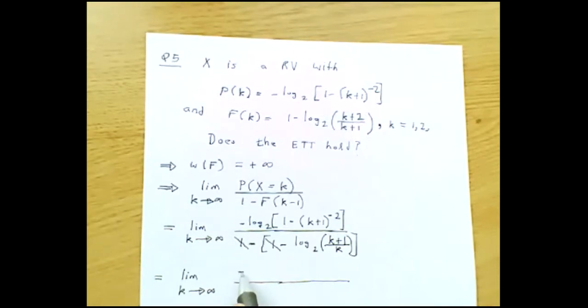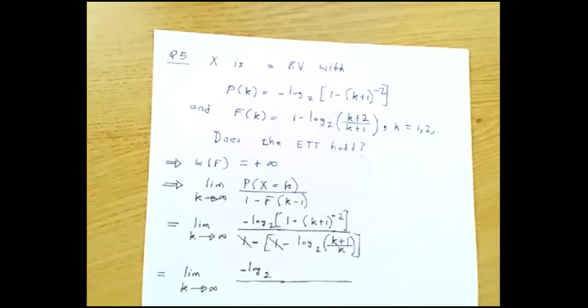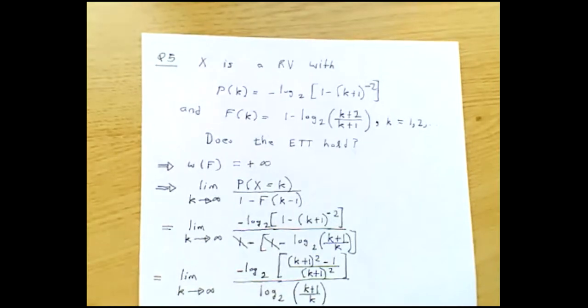Yeah. You guys okay? So this is going to be minus log of 2. This one, I'm going to write as follows. All right, like this. And in the denominator, I'm going to write (k plus 1) divided by k. You guys following me? Yeah, good. All right. Okay.